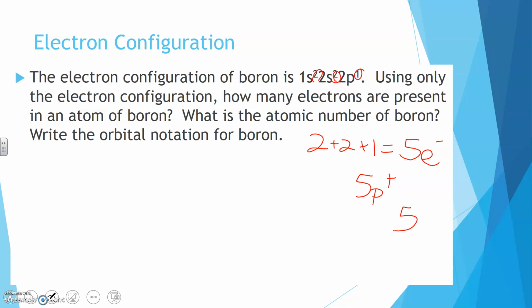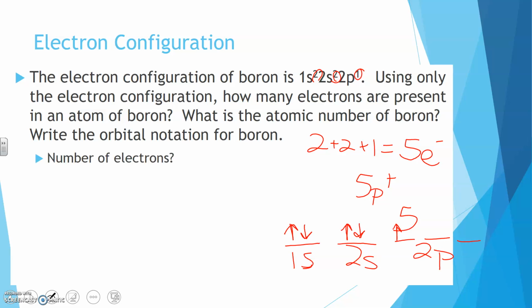And then write the orbital notation for boron. We have 1s, 2s, and then 2p. 1s has 2 electrons, so we've got up and down. 2s has 2 electrons as well, so it's up and down. And then 2p only has 1. Pardon my drawing over it, but there's your 1 in the 2p.